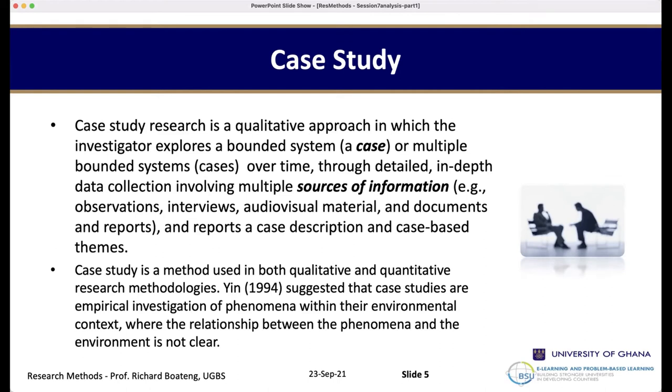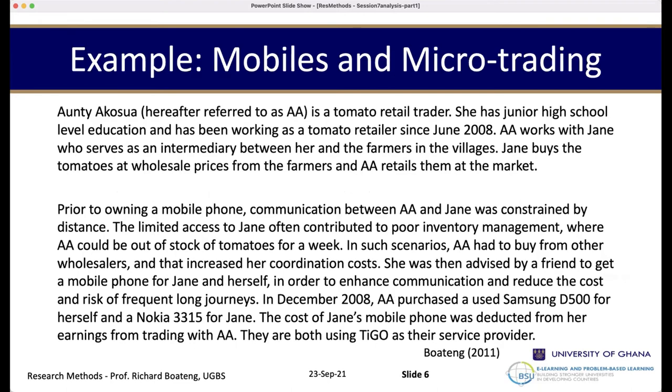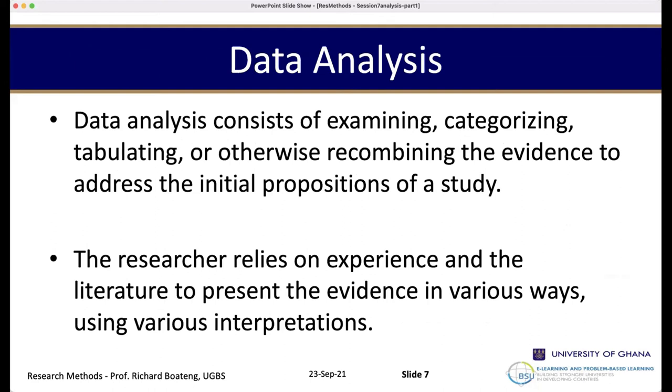The relation between the phenomenon and the environment is not clear. So that means that the environment and the data collected are kind of intertwined. They kind of influence each other. So it's very difficult for you to even separate the two. We looked at this as an example earlier. I don't want to go into details so much about that.